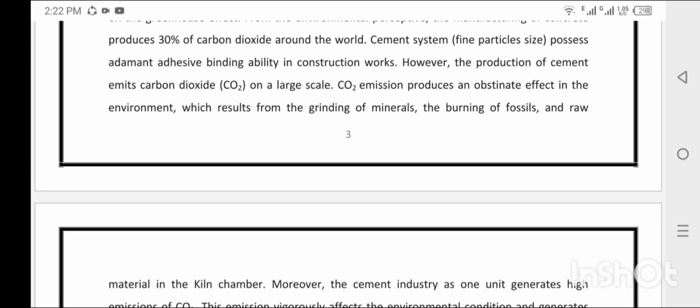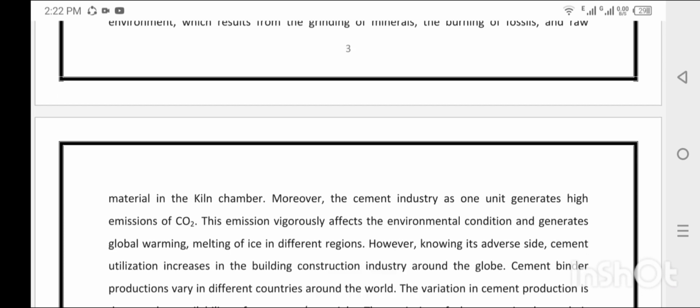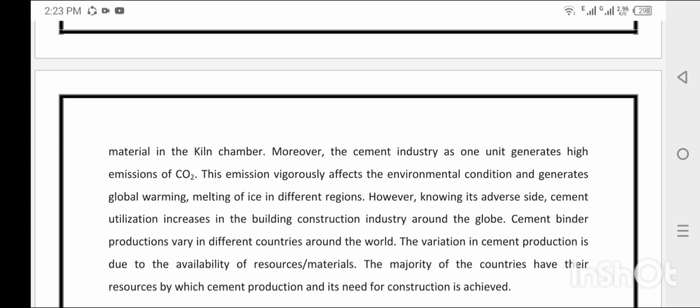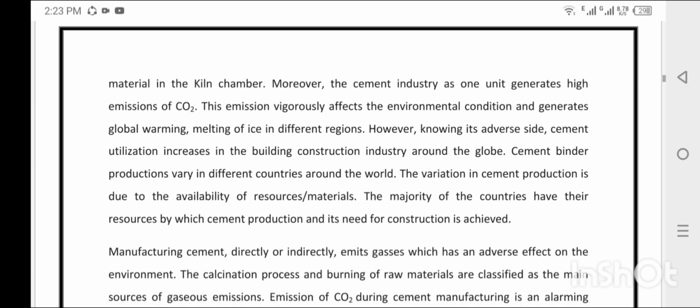Emission of carbon dioxide is the result of grinding or burning of fossil fuels and raw material in kiln chambers. This emission affects the environmental condition and generates global warming and also the melting of ice in different regions. However, knowing its adverse side, cement utilization increases in the building construction industry around the globe.